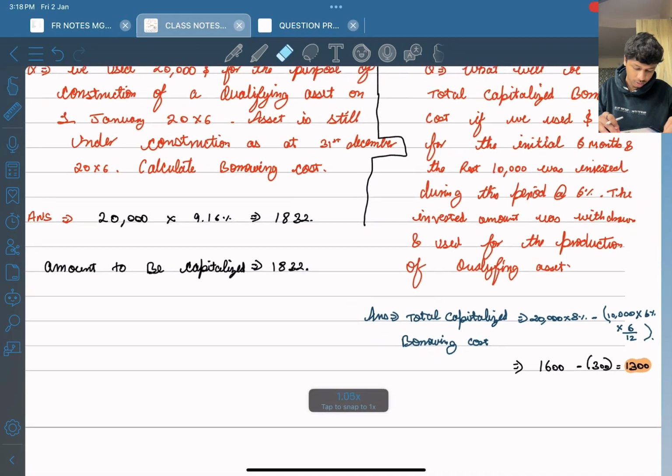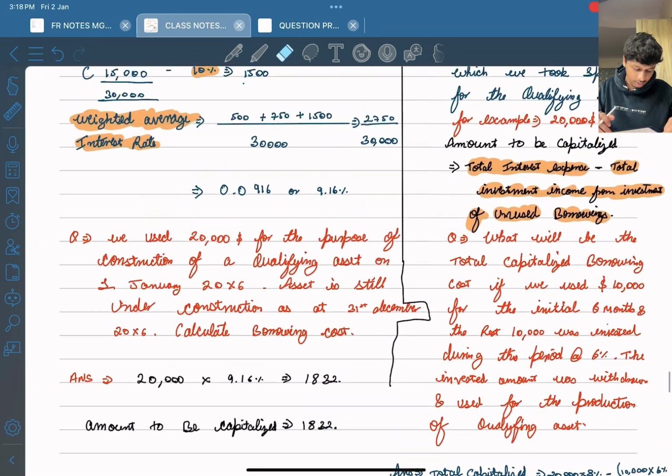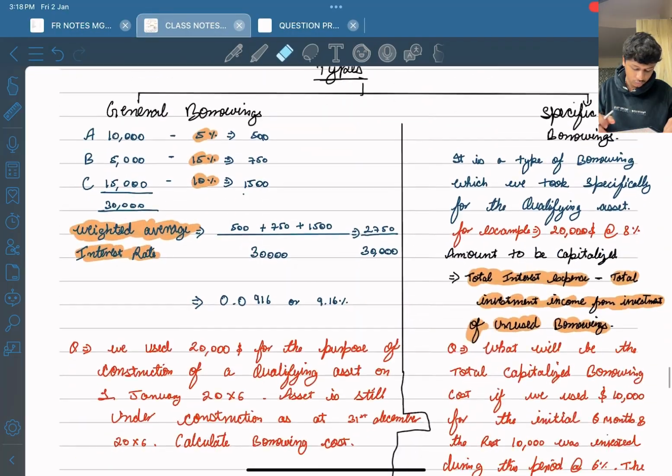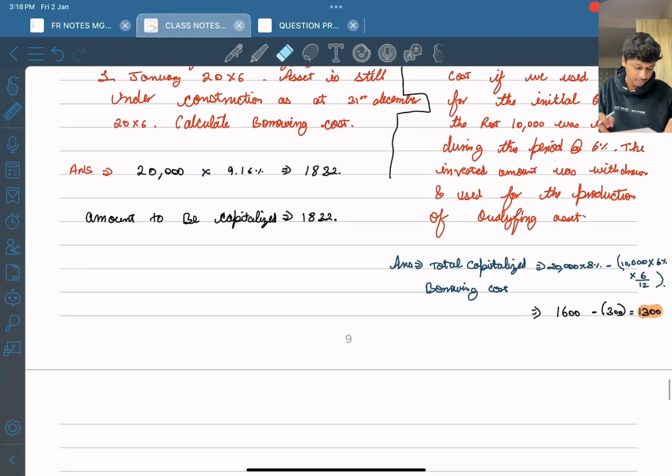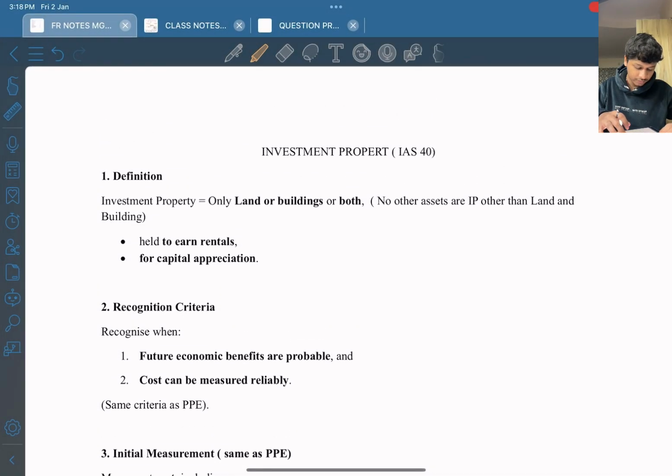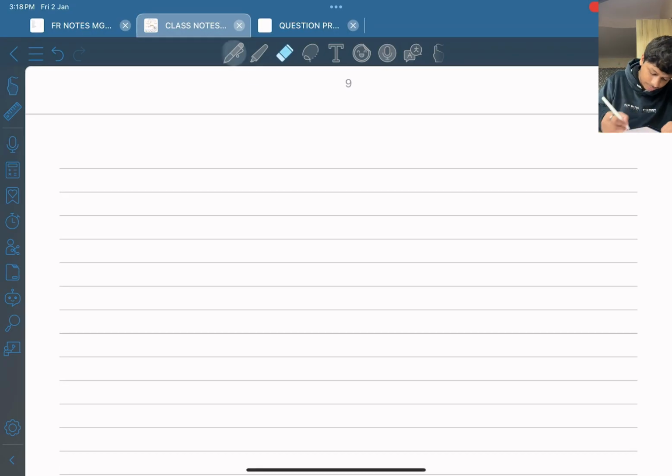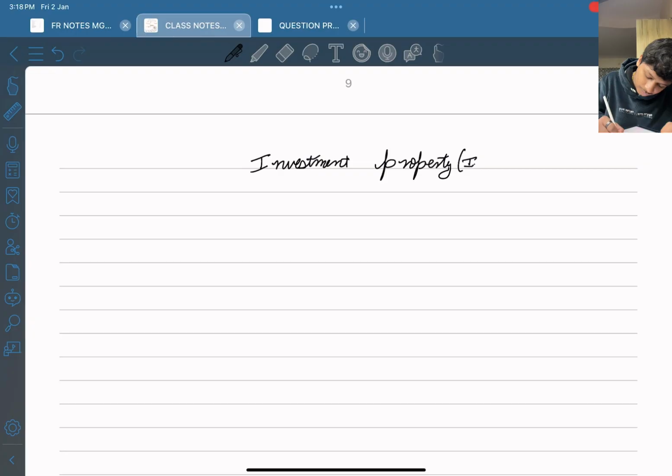This chapter is over, borrowing cost, right? And let's move on to the next chapter, which is investment property. So investment property, IAS 40.